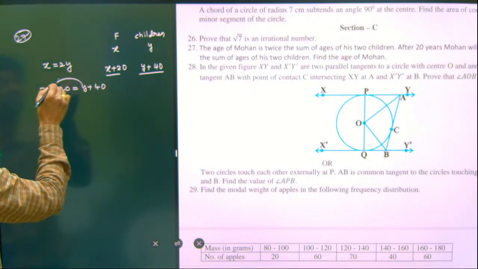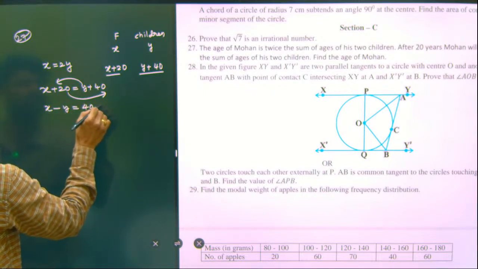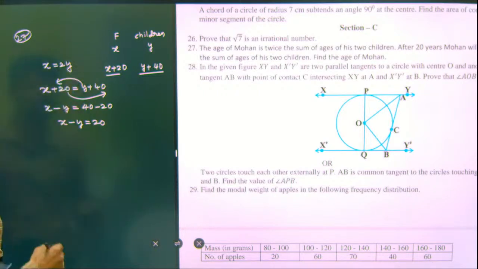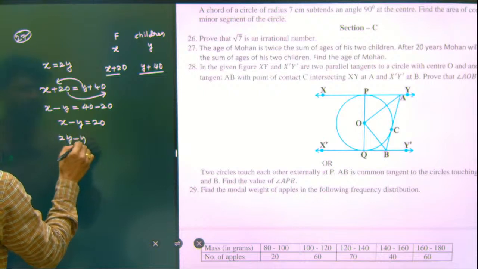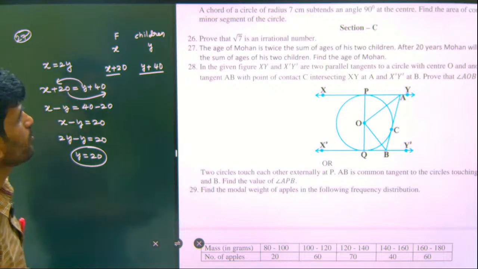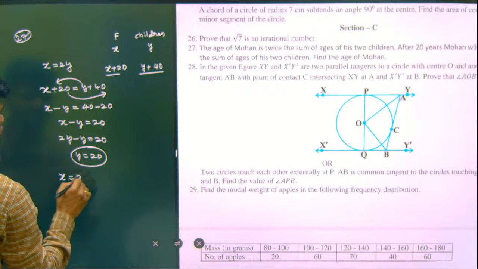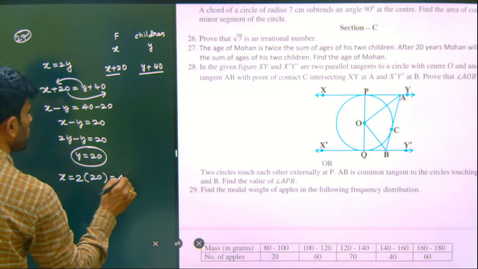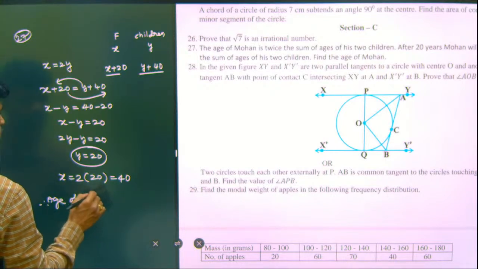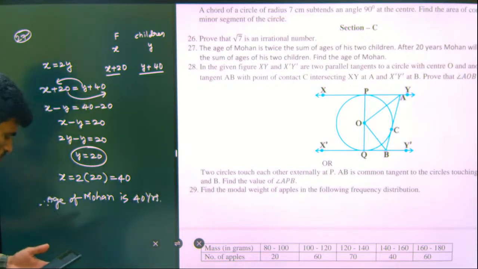What is the second equation? Transpose y here, 20 here. x minus y is equal to 40 minus 20, which is x minus y is equal to 20. Now substitute x is equal to 2y here, then we get 2y minus y is equal to 20, means y is equal to 20. If y is equal to 20, we want the age of Mohan. Age of Mohan is what? x. So x is equal to 2 into y, 2 into 20, 40 years. Therefore, age of Mohan is 40 years. Hope you understood this.